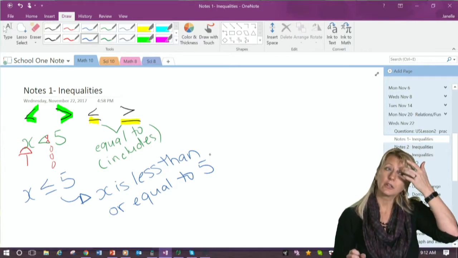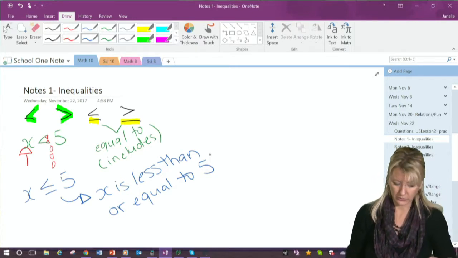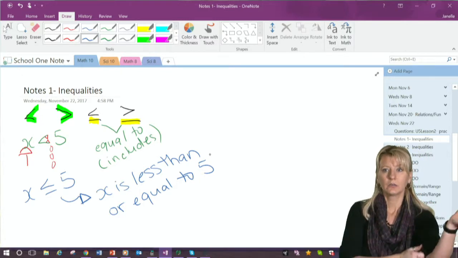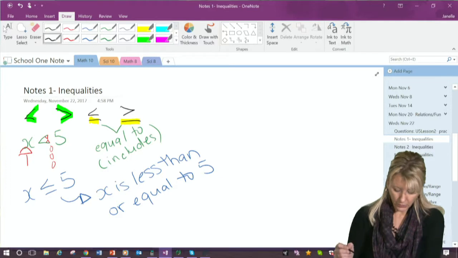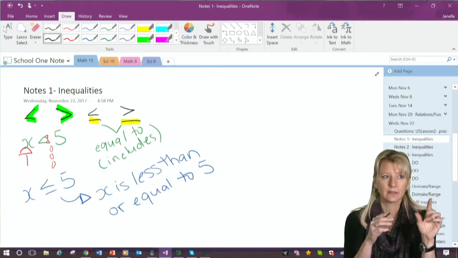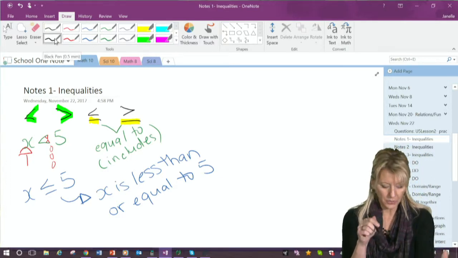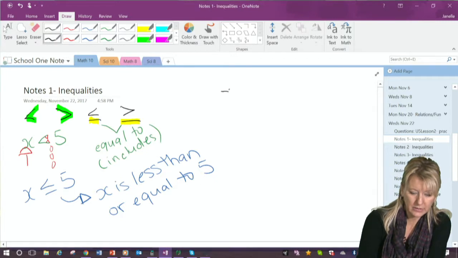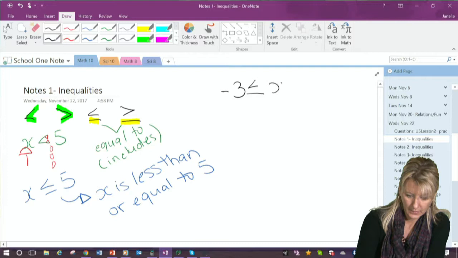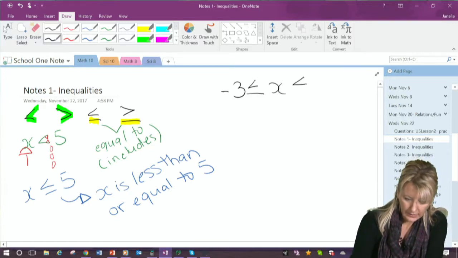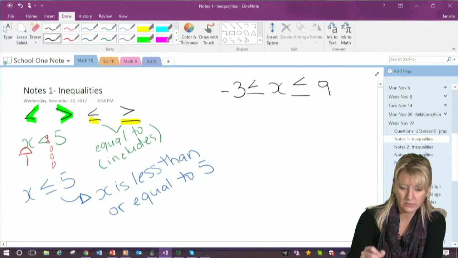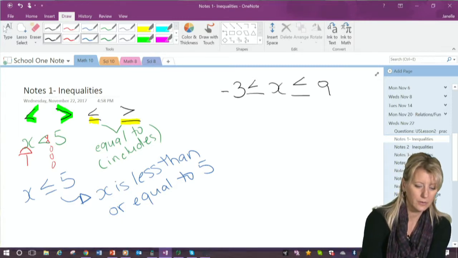Okay, so how's that for a little quick review of that stuff? Hopefully you guys are okay with that. So now what we're going to look at is when it looks a little bit different like this, and you might have seen this already. So -3 less than or equal to x less than or equal to 9. So I'll get you guys to write that down.